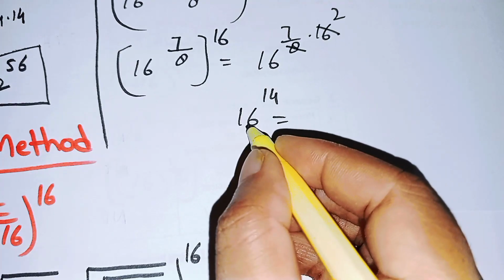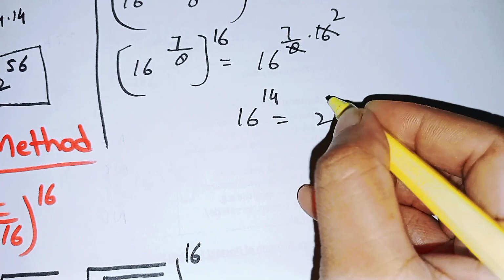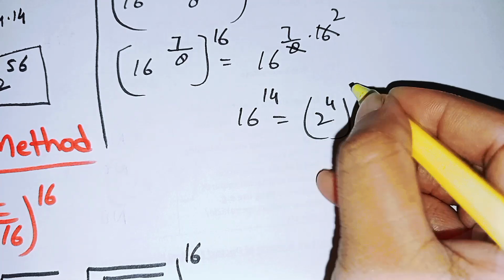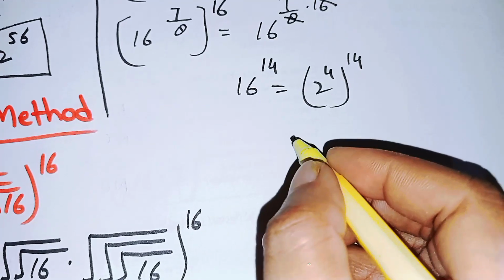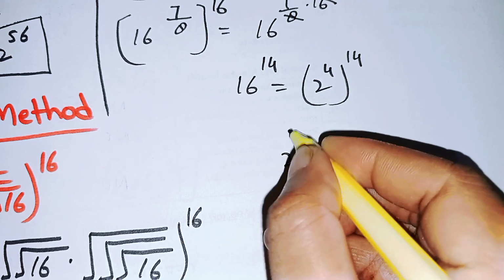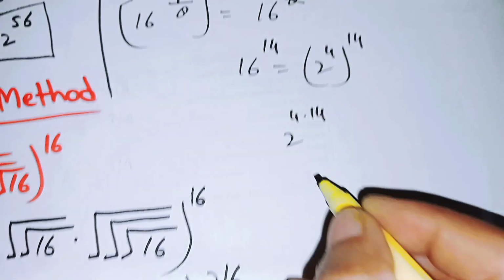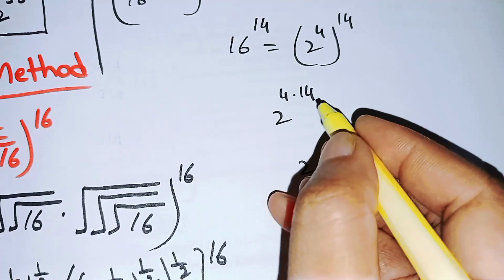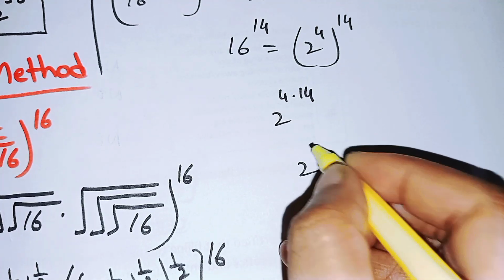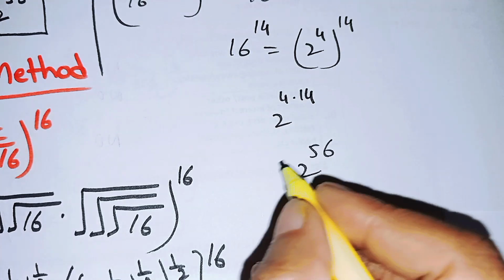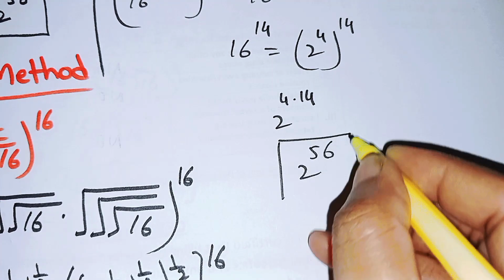And now this 16 can be written as 2 to the power of 4, and the whole thing to the power of this 14. And now here this 2 to the power of 4 times 14, and 4 times 14 multiply is equal to 56. So here it is our final answer.